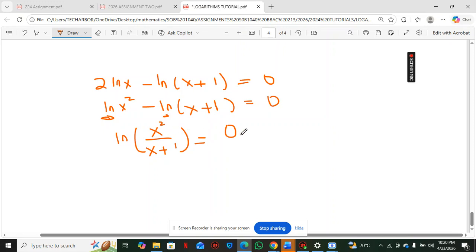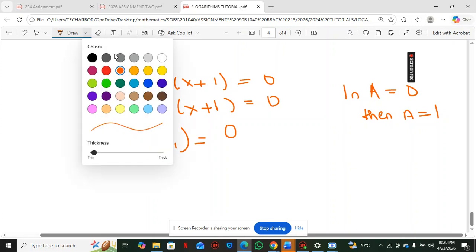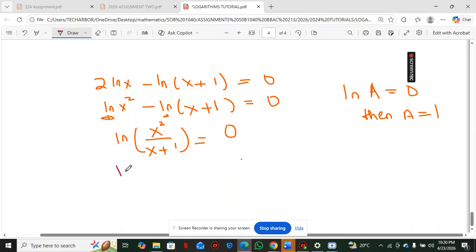All right. Then at this point, this is where you apply the inverse property of natural logarithms. The inverse property of natural logarithms says if the natural log of a equals 0, then a equals 1. Basically, we're just saying the natural log of 1 is 0. So if we apply that same law here, natural log of a equals 0, then a equals 1.